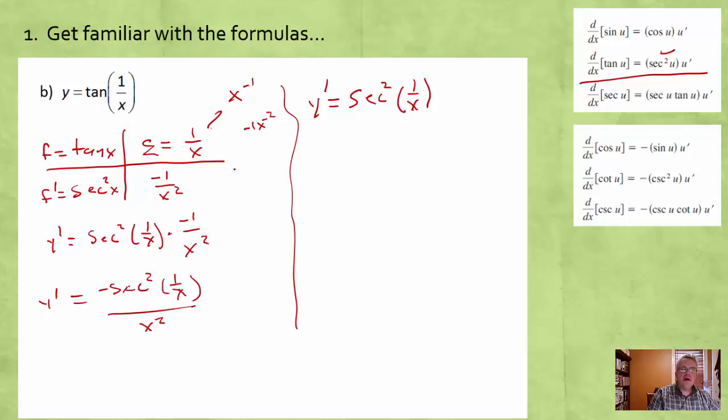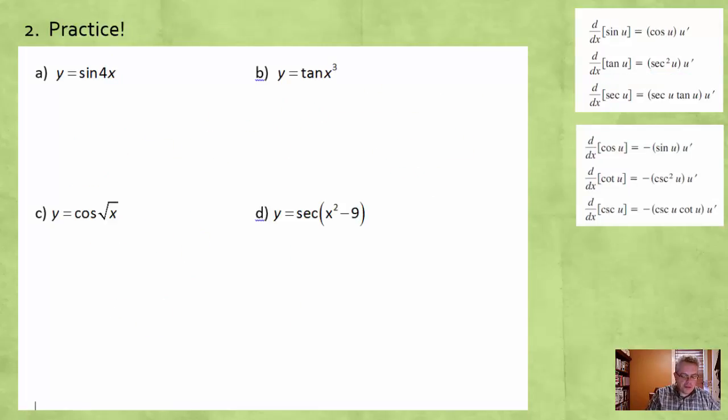And we already worked it out over here. The derivative of 1 over x is minus 1 over x squared. And that equals minus secant squared of 1 over x, over x squared. It's the same thing we got here. We're really doing the same thing, but these formulas kind of do part of it for us. It makes the problem shorter. So let's practice using these formulas.